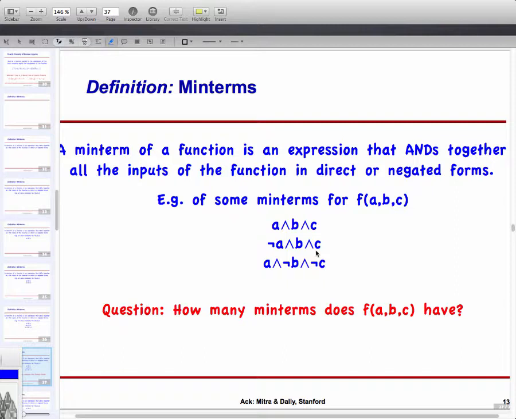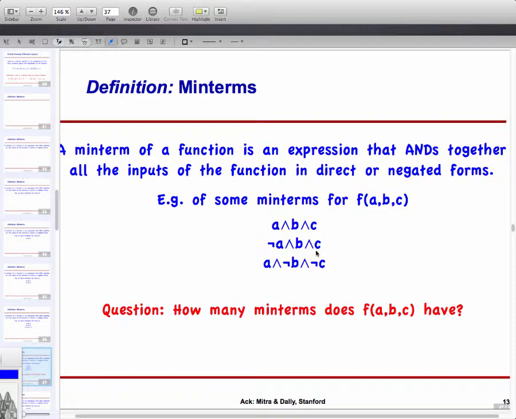2 or 3 or 8, right? I mean, the same 8, right? So the thing that I'm trying to draw your attention to is these minterms actually correspond to rows of the table. There are 8 minterms, there were 8 rows, and each entry like 0, 0, 0 corresponded to a minterm which was not A, not B, not C.